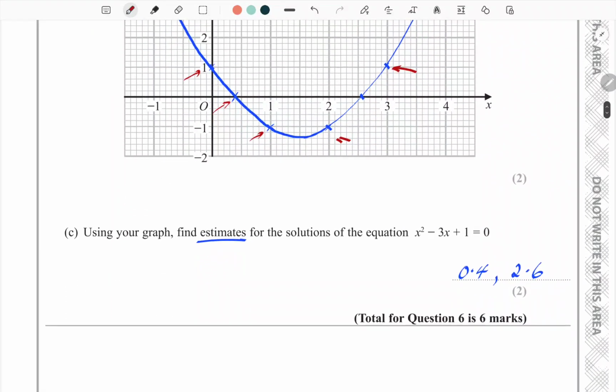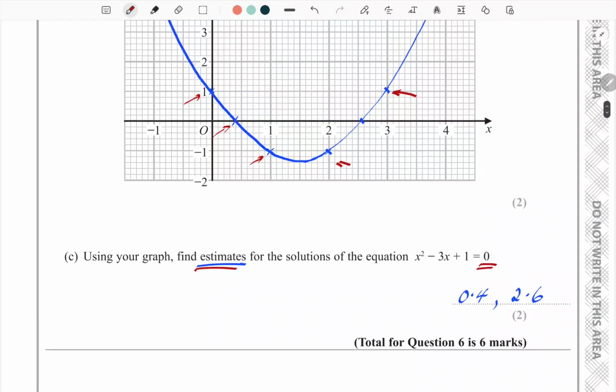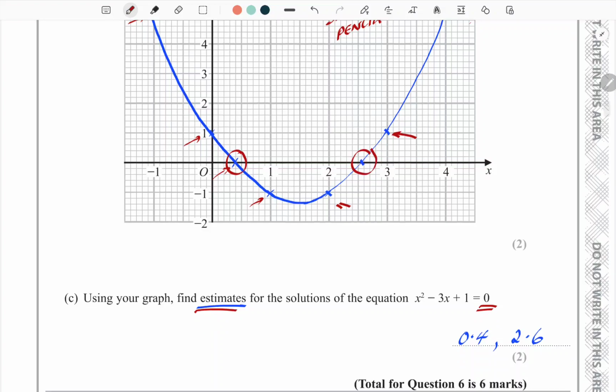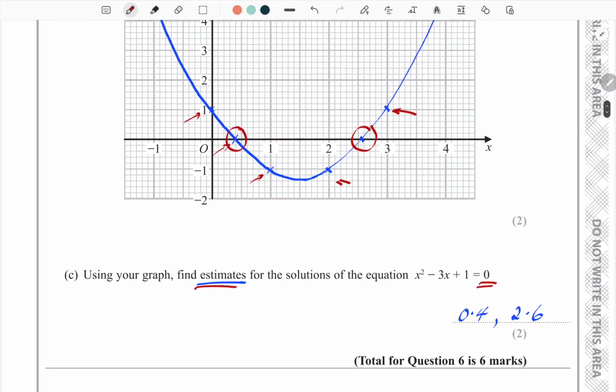All right. Part C, using your graph, find estimates for the solutions of the equation that we've already seen equals 0. So what that means is, effectively, where does the graph cross the x-axis, all right? And I've put those points in there. So it's that one there and that one there, okay? From my graph, I estimate that to be 0.4 and 2.6.